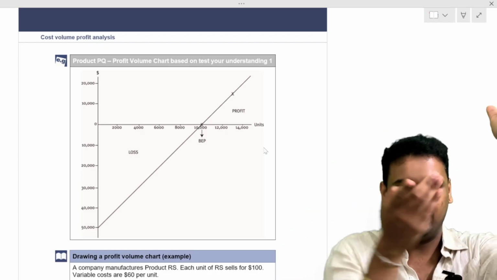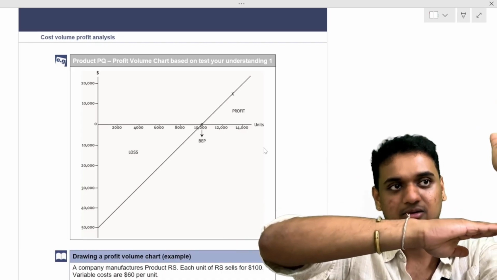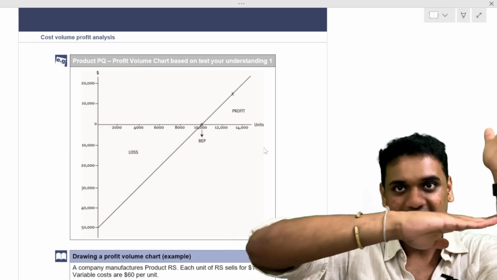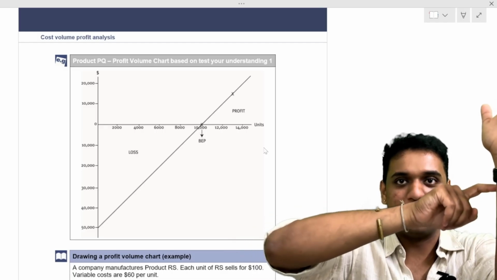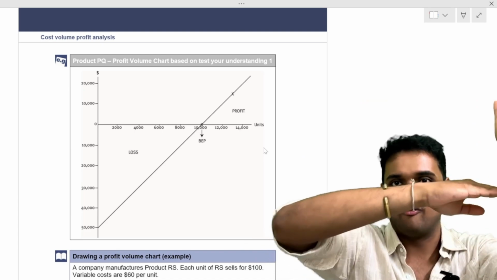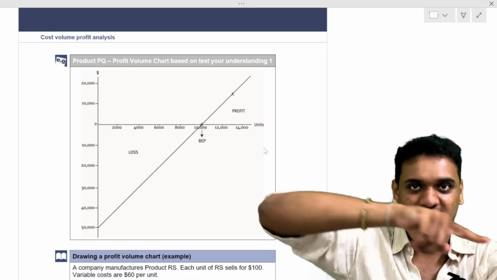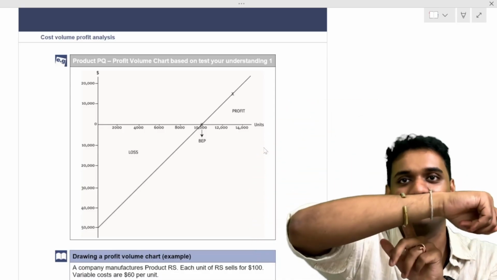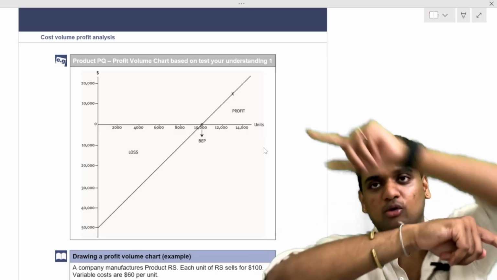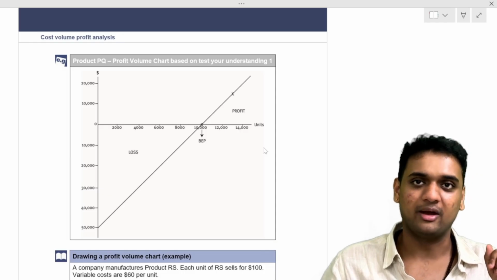At one point, it will intersect the axis. At which point? Break-even point. Here it is 0, no profit, no loss. This is profit, this is loss. Somewhere here it will intersect. This point is called my break-even point, and above this will be my profit.